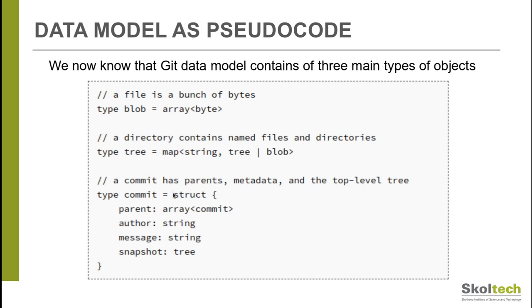It can be described as a structure with a set of parents, a string corresponding to the author's name, a string corresponding to the message which comes with this commit, introducing changes, what was done in this commit, and a snapshot, which contains a tree structure, the current tree structure of the directory. It is a clean and simple model of history.